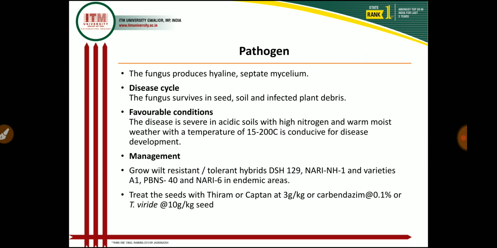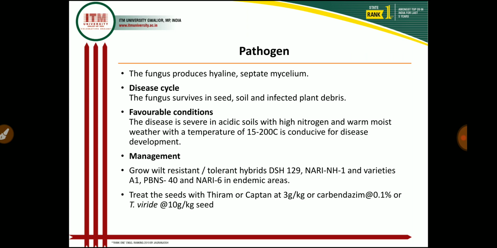So for controlling the disease, the flow of irrigation water from one field to another field is restricted, so these fungal spores are not transferred from one field to another, and the other field is free from this wilt disease. In favorable conditions, the disease is severe in acidic soil with high nitrogen, and warm moist weather with a temperature of 15 to 20 degrees centigrade is conducive for disease development. So these are the favorable conditions for development of the disease.